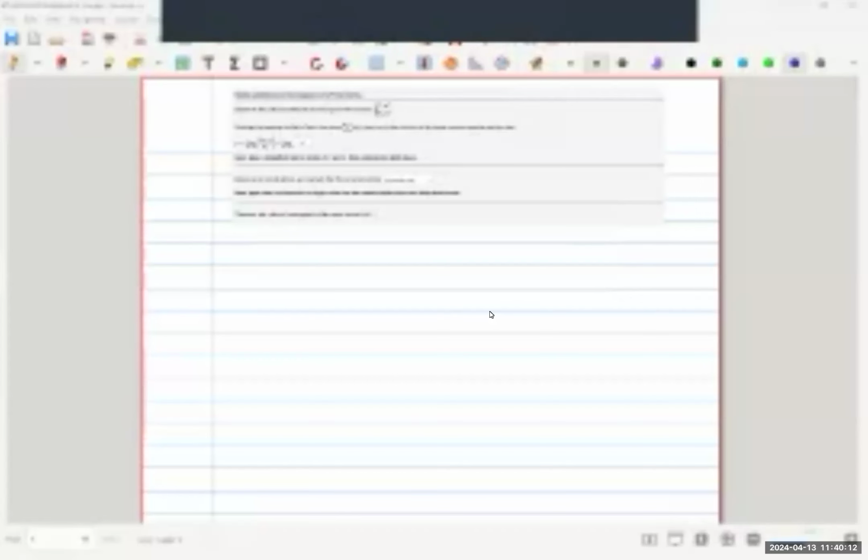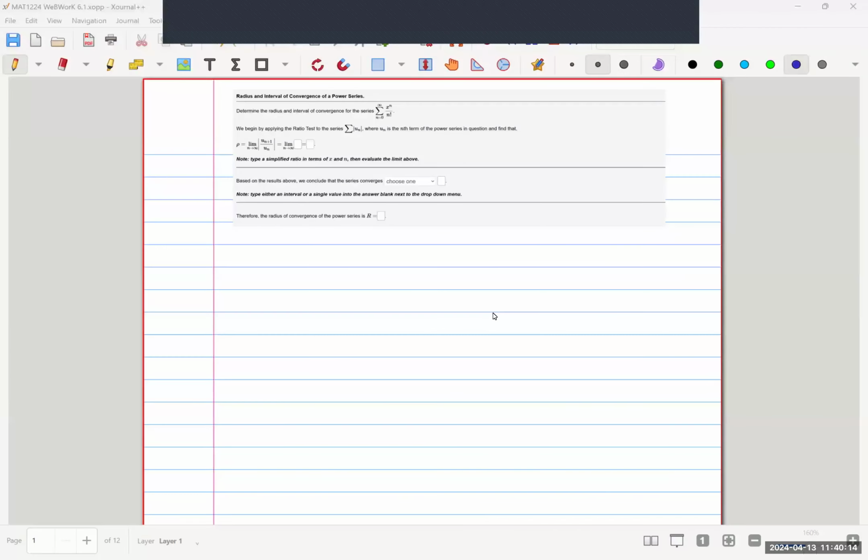Welcome back. This is Webwork 6.1, question 1. Here we want to determine the radius and interval of convergence for the series x to the power of n over n factorial. So we can apply the ratio test to the series.